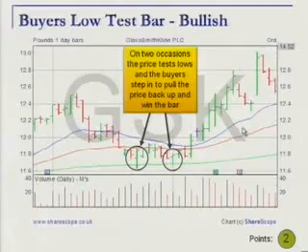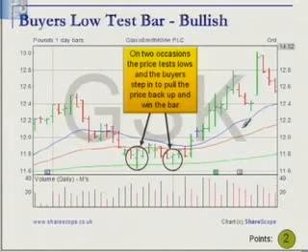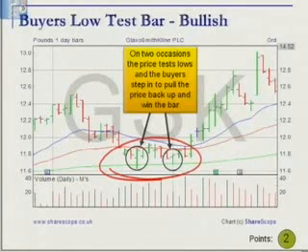Okay, let's have a look at buyer's bar. This is a buyer's low test. So again, this is even more bullish, and you can see here in this particular example, it's exactly what you suggested, right on the moving average as opposed to underneath it. So we'd pick up extra points for the moving average as well as the price setup itself, which is the low test on the bar there.